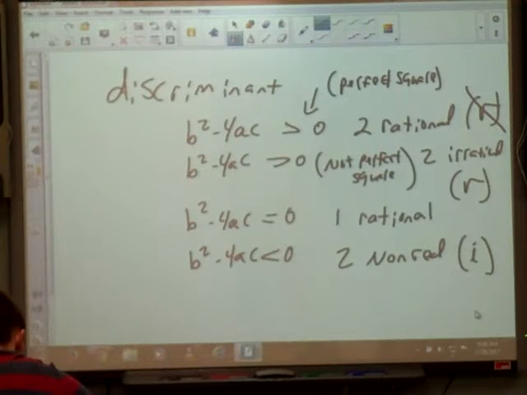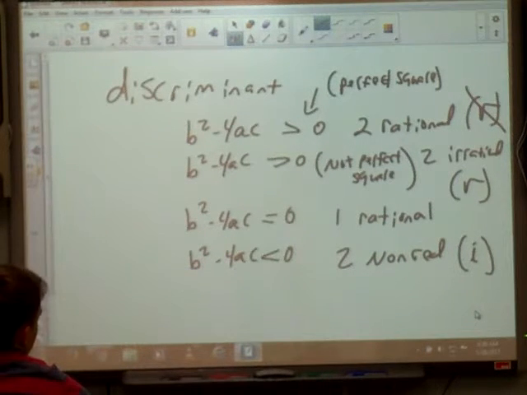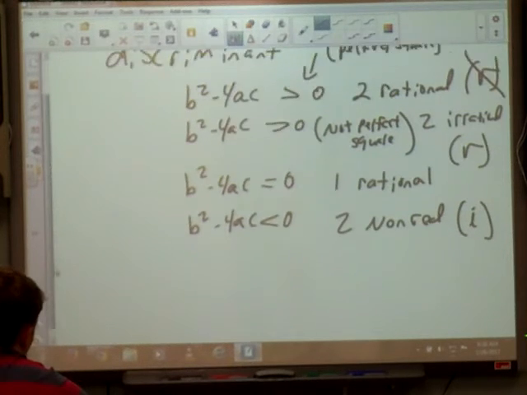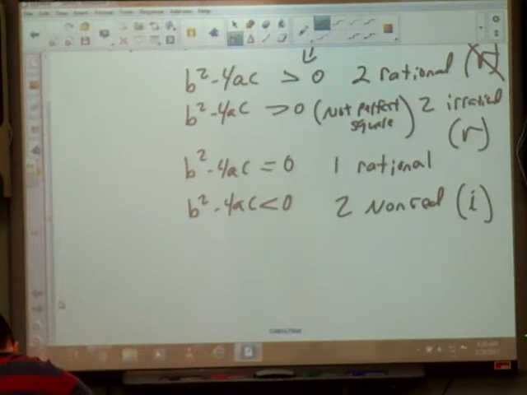Okay? Because every now and then you'll have a problem that says, you don't have to solve it all the way. I don't care what the answers are. Just tell me what kind they are. So then you could take that shortcut instead of doing the whole quadratic formula. You could do that part of it and tell them what kind they are. All right, so have that. So let me get Louise so she can see the bottom. Have that so you can look at it, and then we'll do a problem with it.